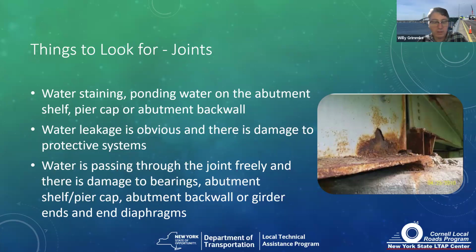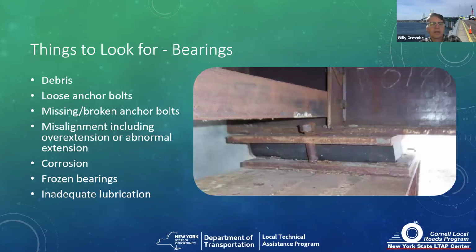One of the things I like to do, looking at joints, is go underneath and look up and see if I can see daylight. If it's meant to be an open joint, like a finger joint, is that water catchment or trough system working like it's supposed to? Or is it full of debris and backed up and overflowing? So you just want to keep an eye out for that.